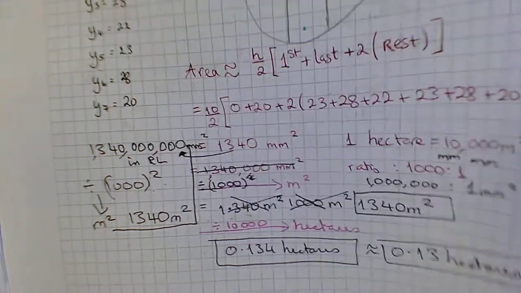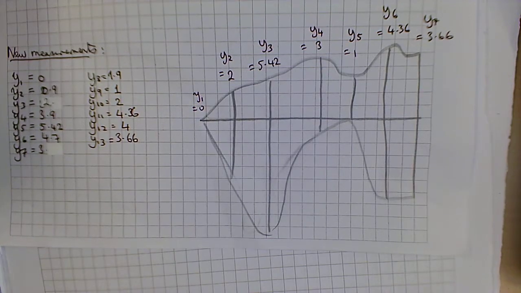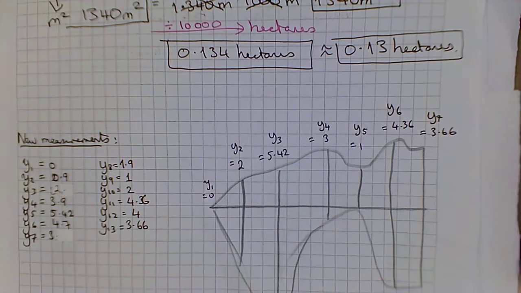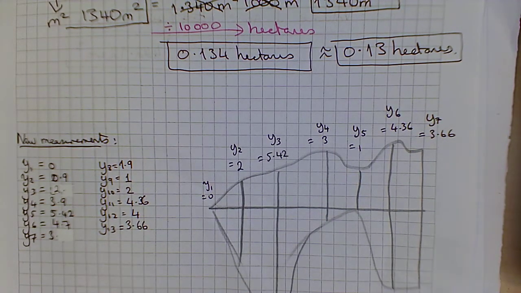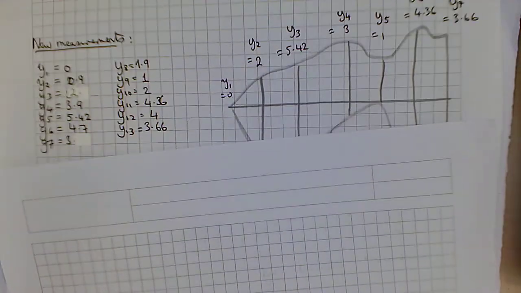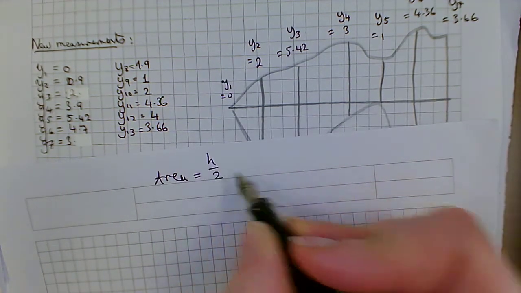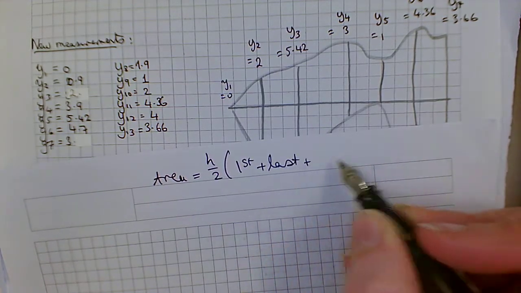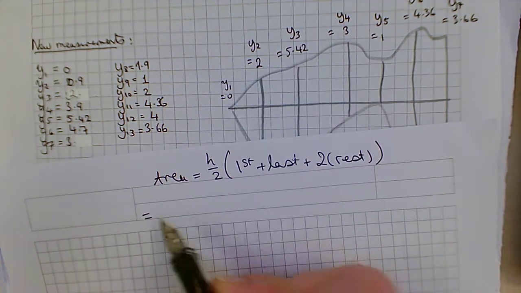Okay, question 2 then had a similar kind of question. This time, however, they provided the measurements for us. So the first thing that we were asked to do was calculate the estimate of the area. I'll just move this up a little bit. So again, the area is going to be h over 2 by the first plus the last plus twice the rest. So do write down what you fill into that formula.